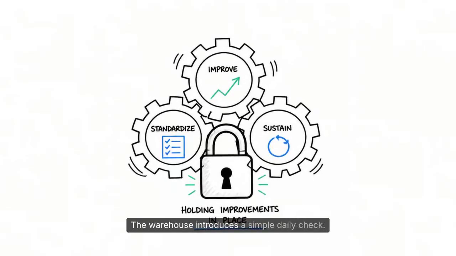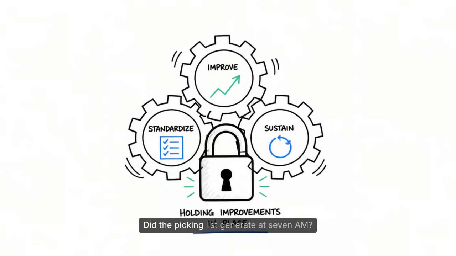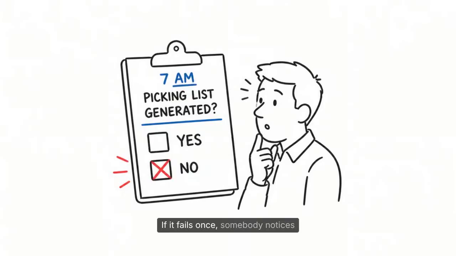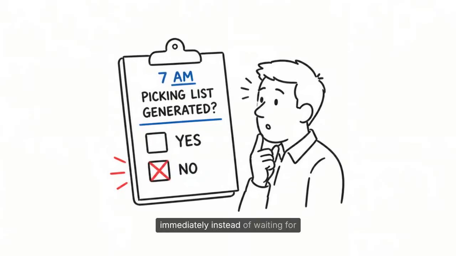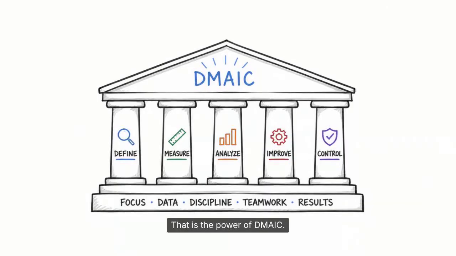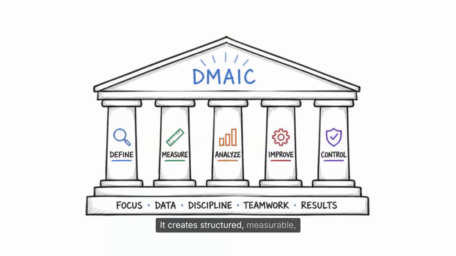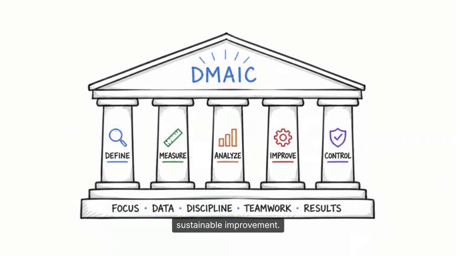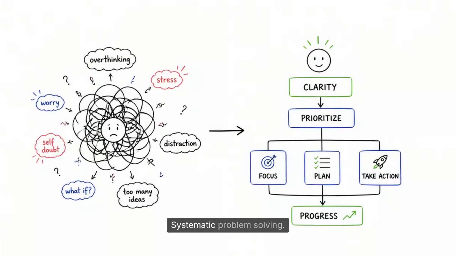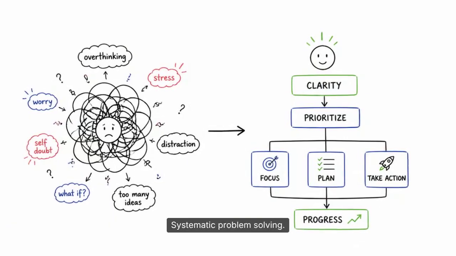The warehouse introduces a simple daily check. Did the picking list generate at 7 a.m.? Yes or no? If it fails once, somebody notices immediately, instead of waiting for customer complaints to rise again. That is the power of DMAIC. It creates structured, measurable, sustainable improvement, not emotional reactions, not random brainstorming, systematic problem solving.